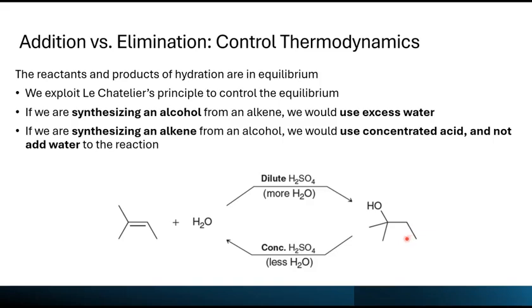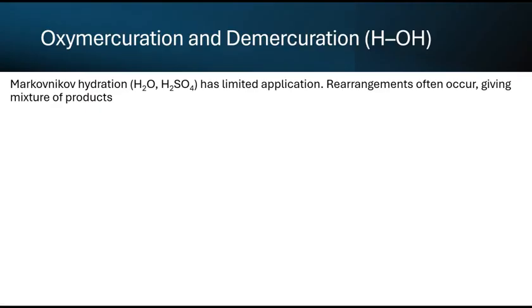However, if we want to synthesize the alkene from the alcohol, we would use concentrated acid and not add water to the reaction. If we use concentrated acid and less water, then we come back over here to the alkene. Oxymercuration and demercuration. Markovnikov hydration, the addition of water in the presence of an acid catalyst, has limited application. Rearrangements often occur, giving a mixture of products.